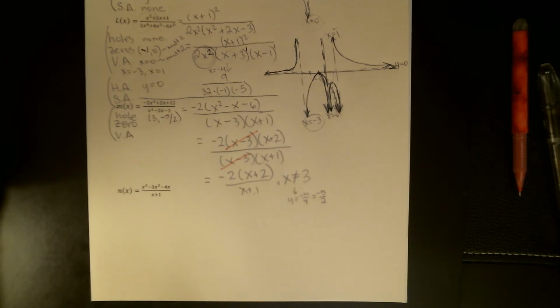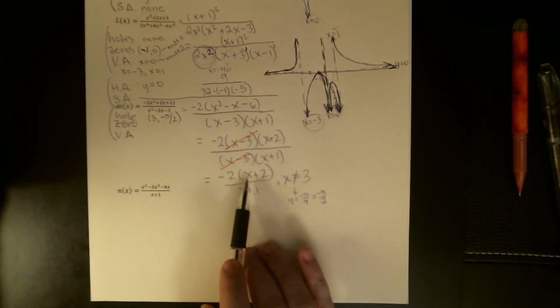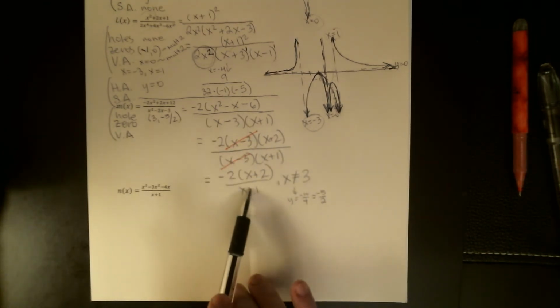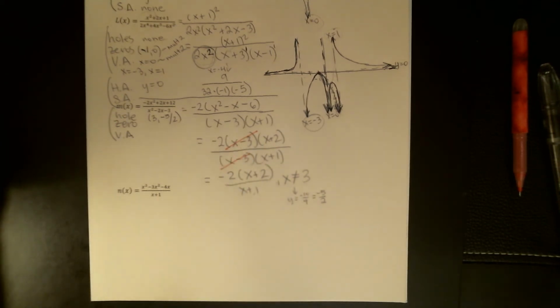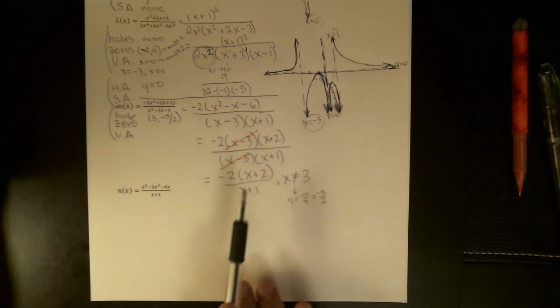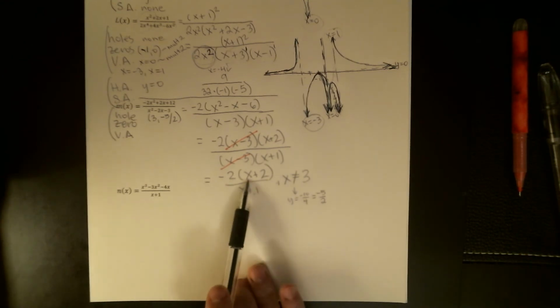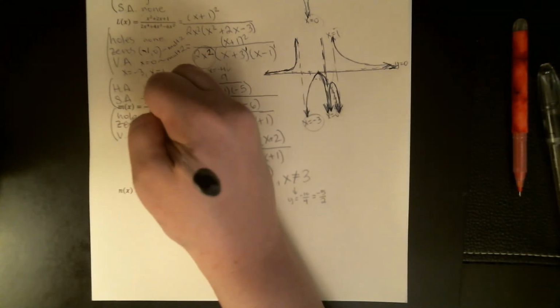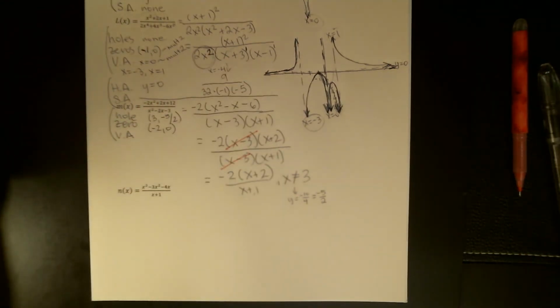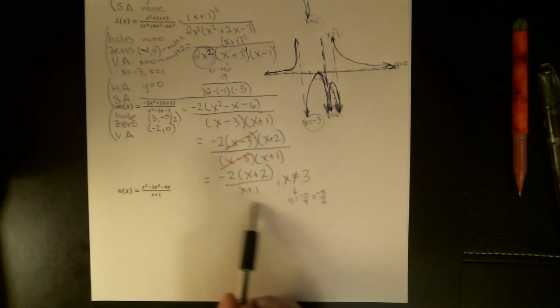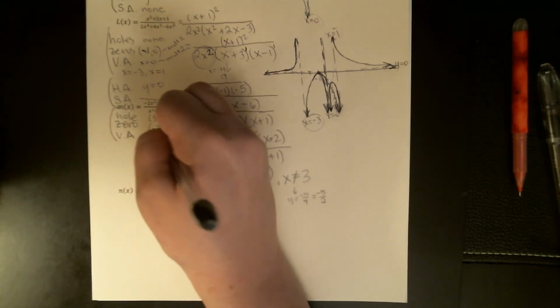The zeros happen when the top is 0, and again, I think easiest would be to look at this final version so you don't accidentally include the 3 as a zero. When x equals -2, the top is 0, so -2, 0. Vertical asymptote is when the bottom is 0, so at x equals -1.